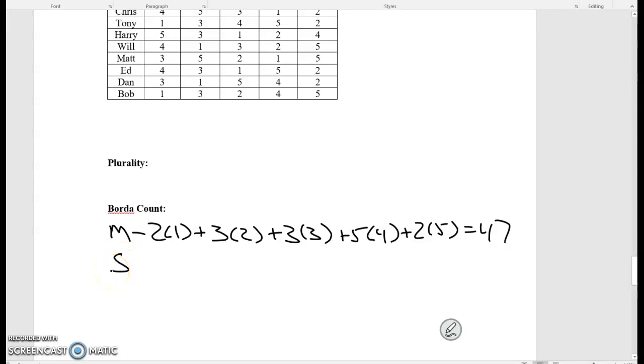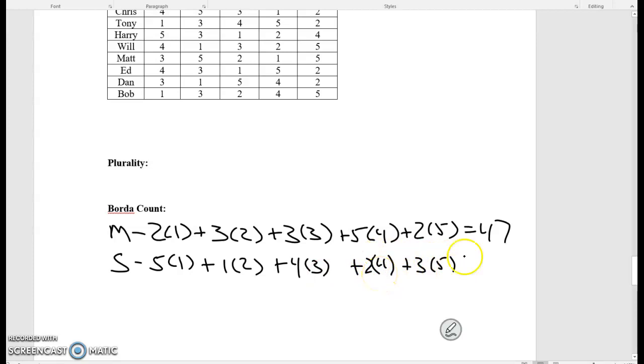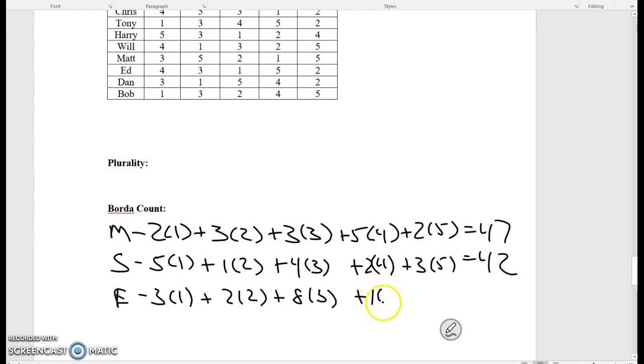For science, we have 5 first place votes, 1 second place vote, 4 third place votes, 2 fourth place votes, and 3 fifth place votes. And that total answer is 42. For English, we have 3 first place votes, 2 second place votes, 8 third place votes, 1 fourth, and 1 fifth. And that gives us a score of 40.